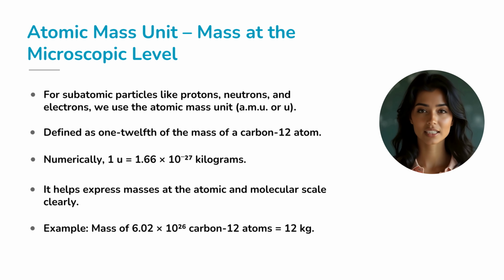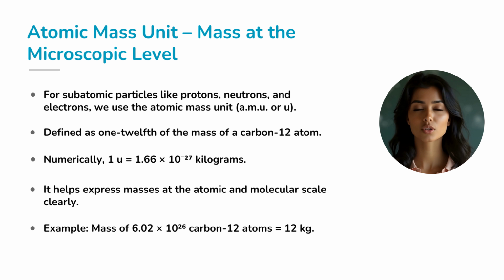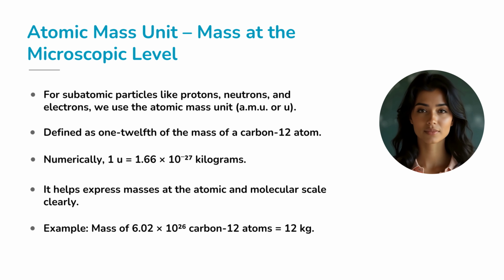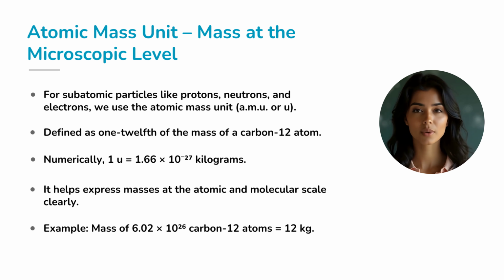Now let's shrink things down all the way to atoms. In the world of chemistry, we often talk about the mass of particles that are way too small to measure in grams or kilograms. That's why we use the atomic mass unit, abbreviated as amu or u. It is defined as 1/12th of the mass of a single carbon-12 atom. In kilograms, that comes out to about 1.66 times 10 raised to the power minus 27 kilograms.